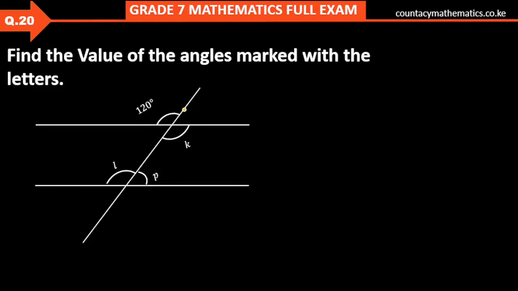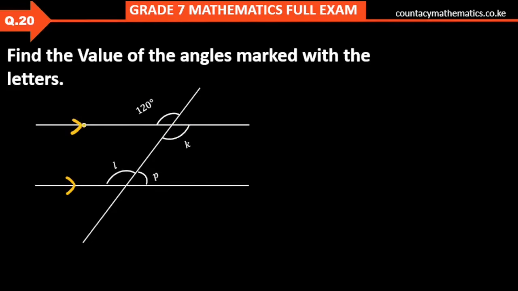And we have another question, but it is asking on a different concept on angles. We are told to find the value of the angles marked with the letters. So we have this one is 120 degrees. We have K, we have P, we have L, we don't know what those are. Here we have parallel lines like that. So we are supposed to find this angle, this angle, this angle. So we can start by finding the angles that we don't have.